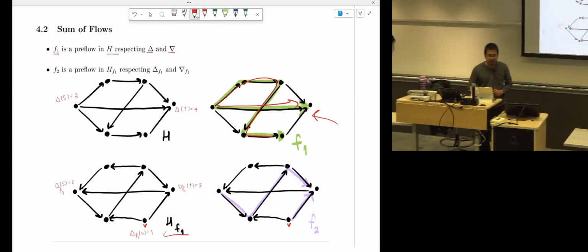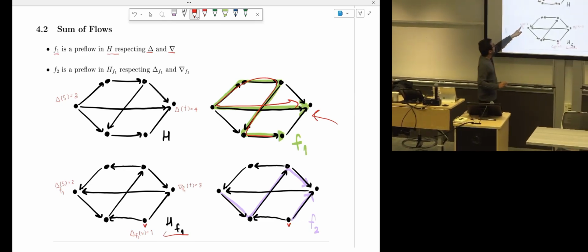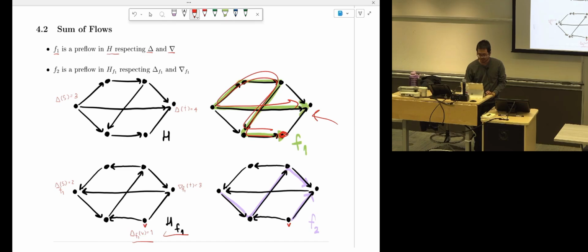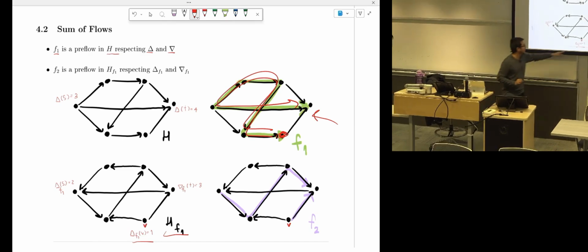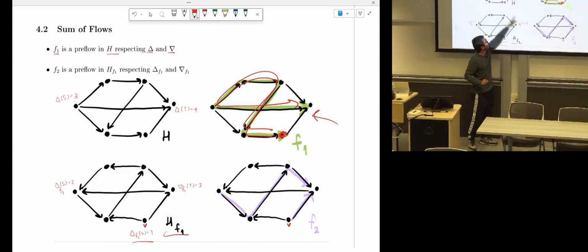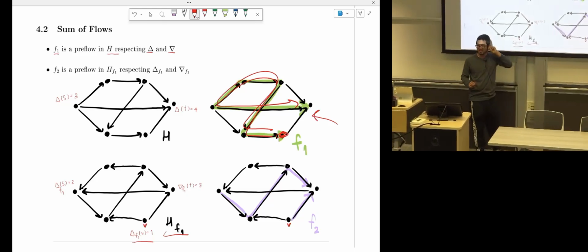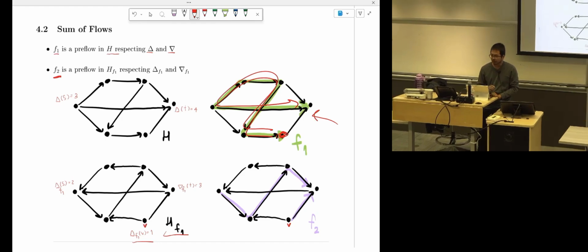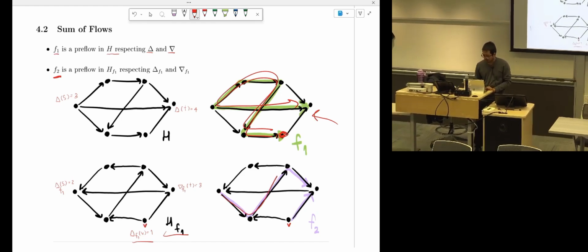And the residual source is what? This decreased to 2. This has a source now of 1, because I just sent up to here, so this is an excess of 1. The residual source here is 1. The residual sink decreased from 4 to 3. And maybe I send another flow F2. Maybe F2 is like this in this graph. So I just follow this path.